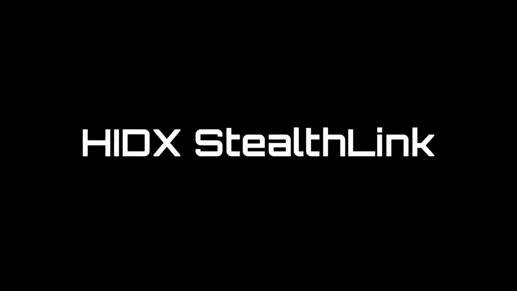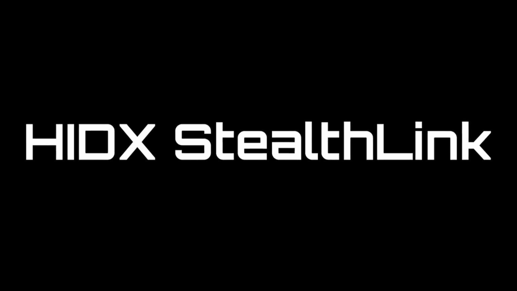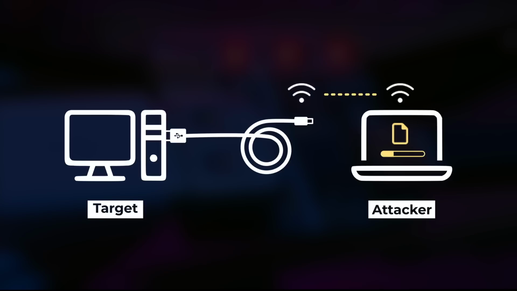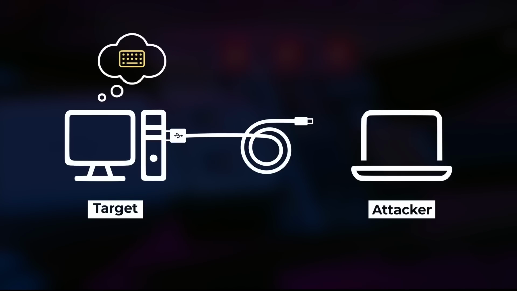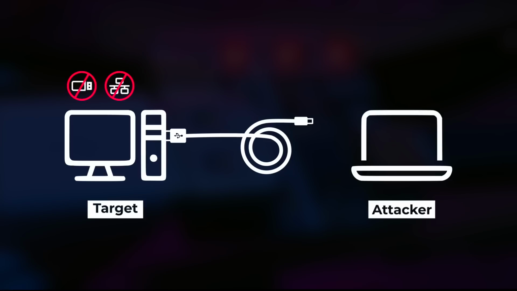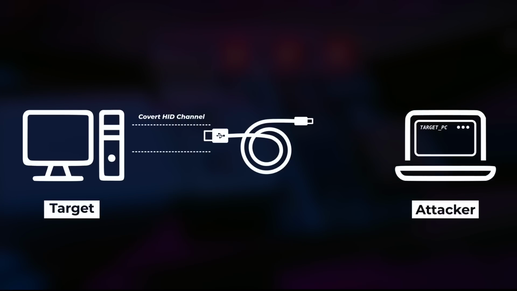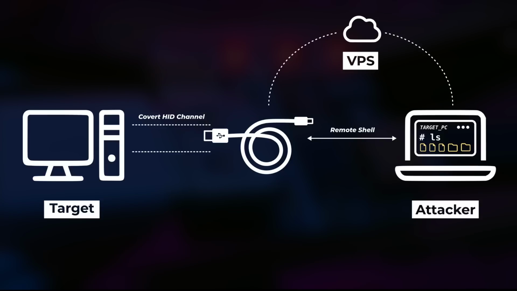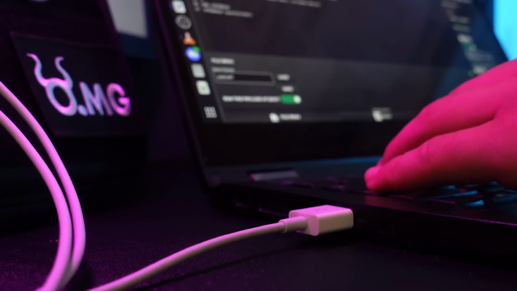And now, we introduce HIDX StealthLink, a technique for covert communication and exfiltration, which appears as nothing more than a keyboard on target systems. So say goodbye to conspicuous external drives and network interfaces. HIDX StealthLink works by creating a bidirectional covert channel, allowing you to send and receive data from the target without raising alarm. You can even use this channel to establish a remote shell and go completely remote by adding a server. But to fully appreciate the potential, you'll need to see it in action.